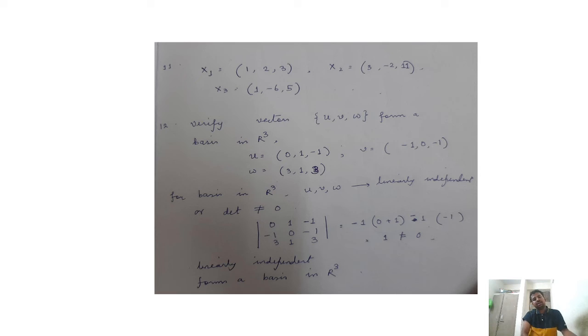Okay, so let's move into the last problem. What is the last problem that we have? The question is: verify that vectors u, v, w form a basis in R3. There are three vectors in particular, u, v and w.